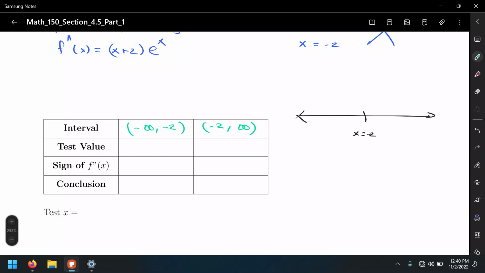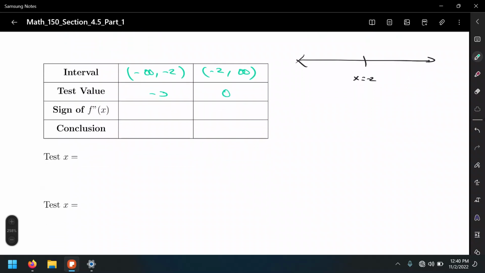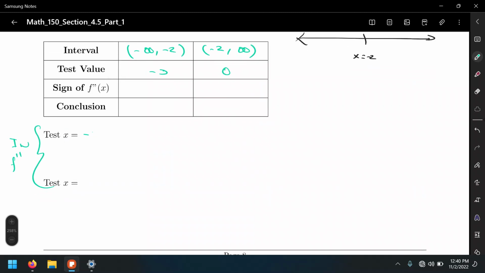So let's pick our test values. A good test value here will be negative 3, and a good test value, how about x equals 0? Go with the easiest values to test. And again, we test these two values in f double prime. So test x equals negative 3, test x equals 0.